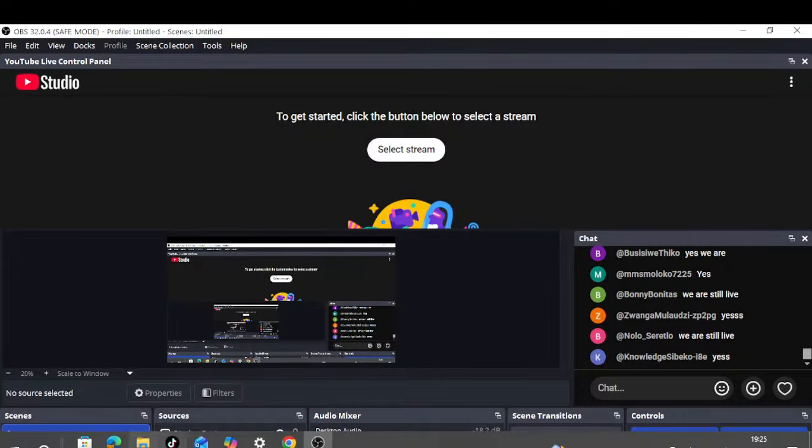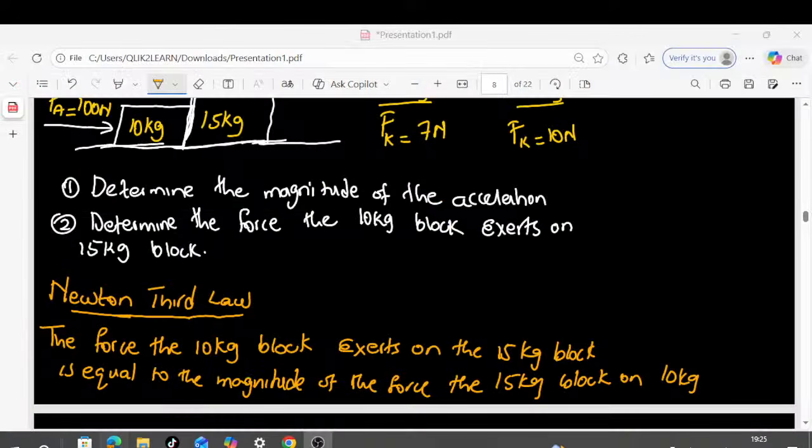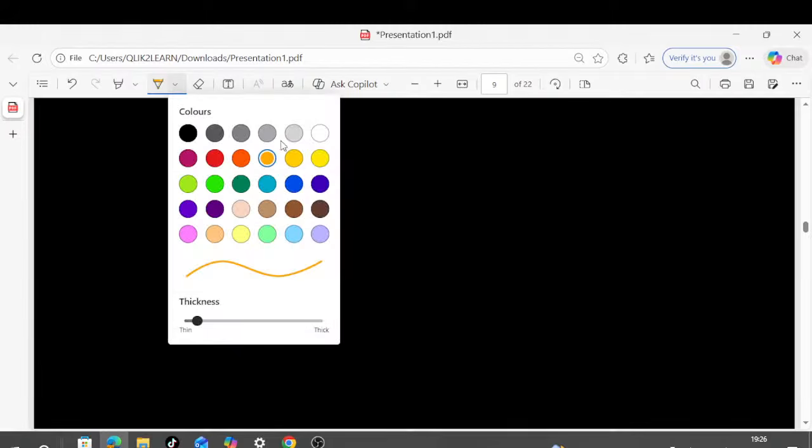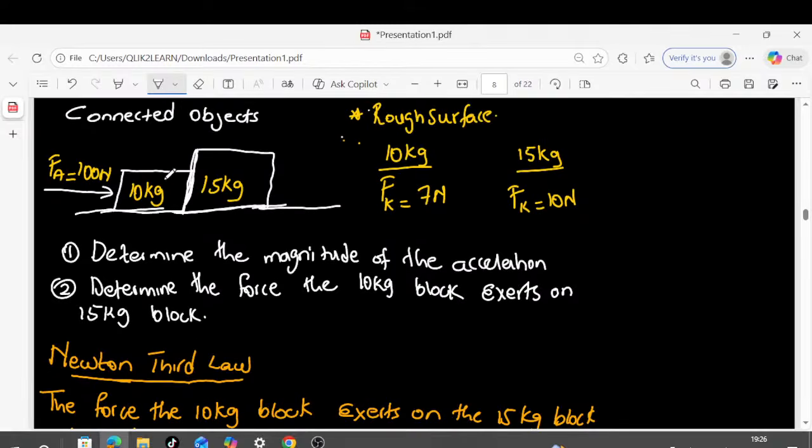Thank you very much. Let's go back to the question. So now, it is very important for you to understand that the force the 10 kg block exerts on the 15 kg block will be equal in magnitude to the force the 15 kg block exerts on the 10 kg block. So now, first thing first, start by drawing a free body diagram. Let's start with the 10 kg block.